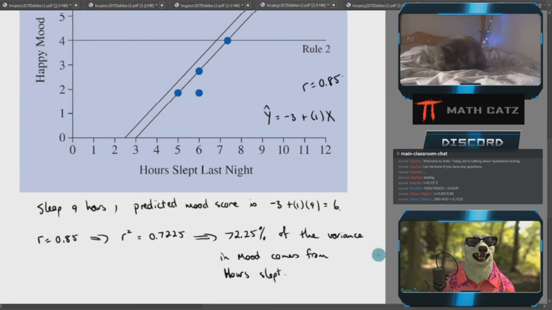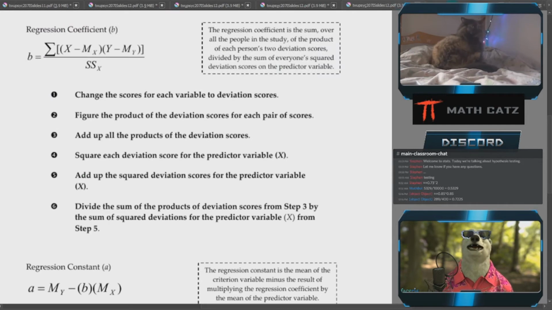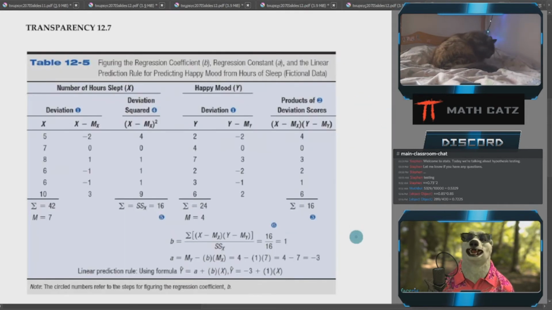And that is very useful information. Again, we're not saying hours slept causes your mood. Could be by way of other variables. There is almost 30% other factors affecting your mood somehow. But this kind of interpretation is certainly very nice and simple for people to understand. So it's definitely something that I want to be able to do. Okay, so using those formulas, we have an example here, as well as how to interpret that.